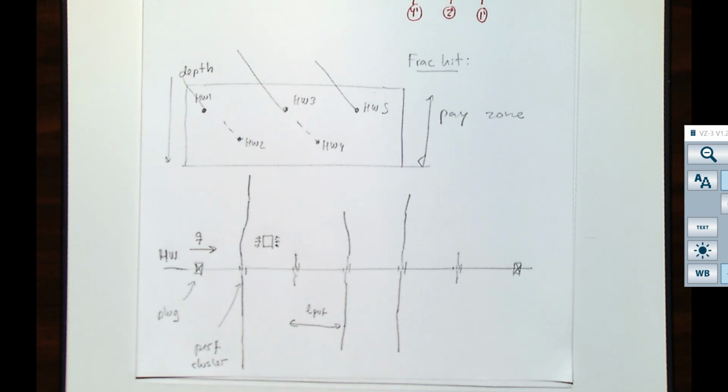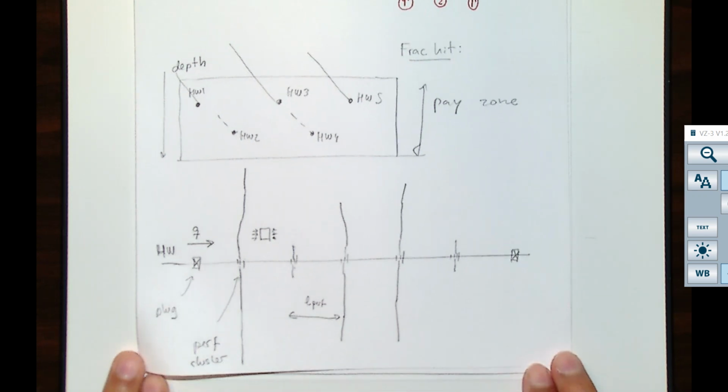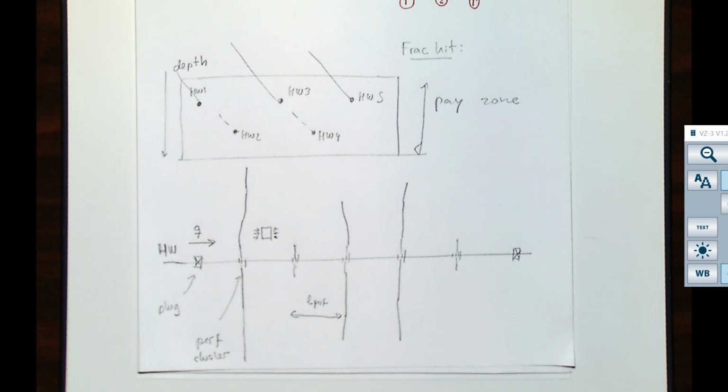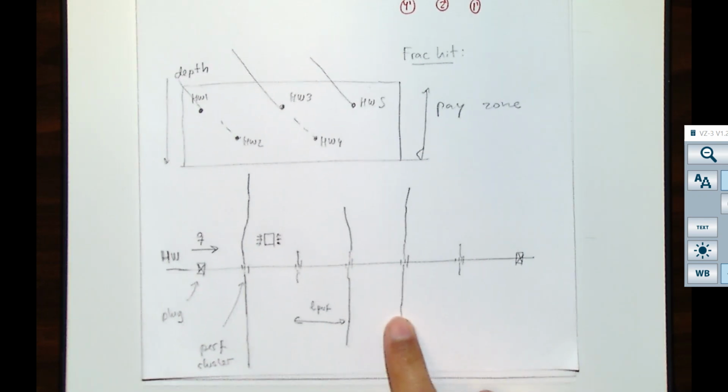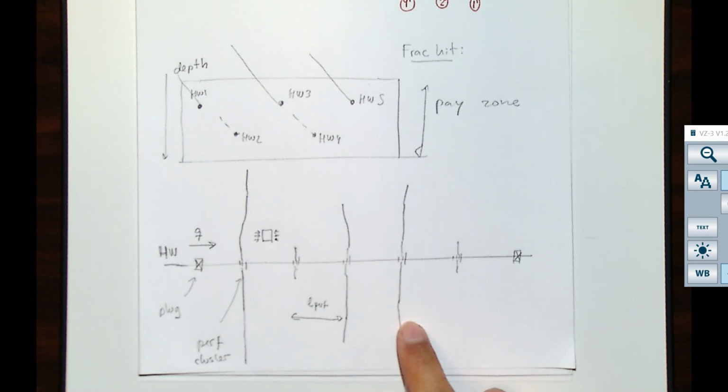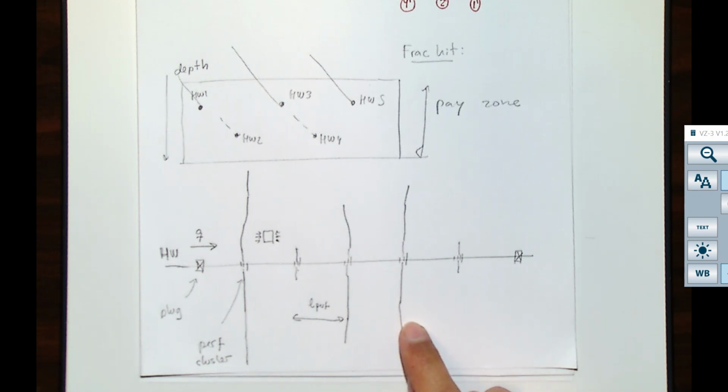Could you discuss the cost versus efficiency of this one versus plug and perf, the one that we talked about last time, of plugging each one and then doing each cluster separately? Is this cheaper than doing that? This is not cheaper, but you have more fractures. Got it. And eventually you're going to have a higher net present value because you can produce more.